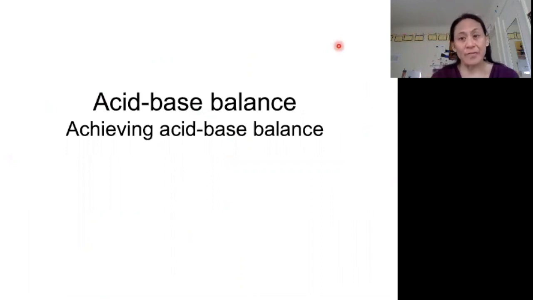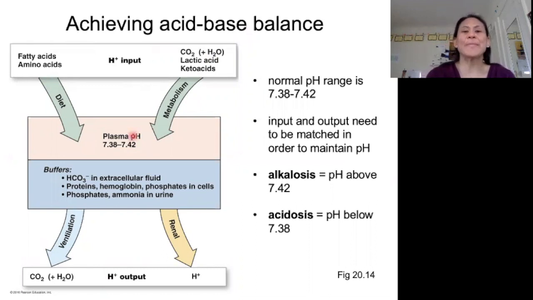In this set of videos, we're going to be talking about acid-base balance, starting with some general concepts around achieving acid-base balance. Okay, so just a few things that I want to start off with. First of all, the normal pH range in the body is around 7.4. Okay, so 7.38 to 7.42 is considered normal pH.